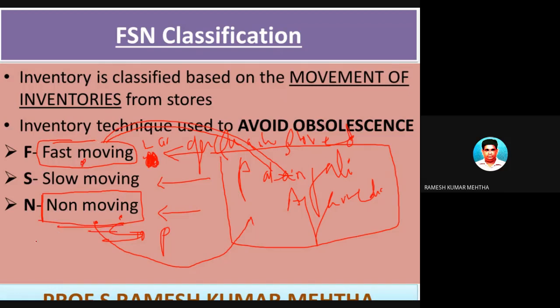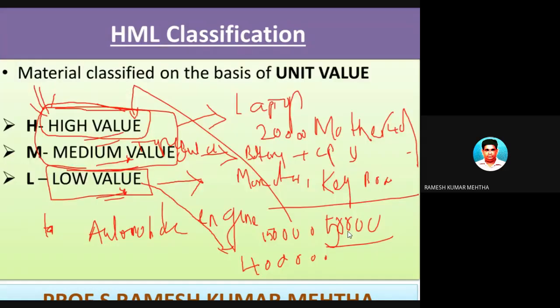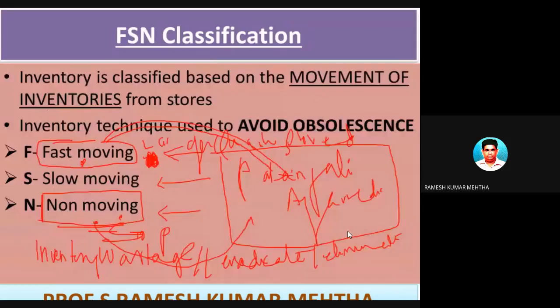Non-moving, I will call it inventory wastage, and you have to eliminate it, eradicate it, and you should not place an order for this. So this is about FSN, HML, VED. Hope you have understood it.